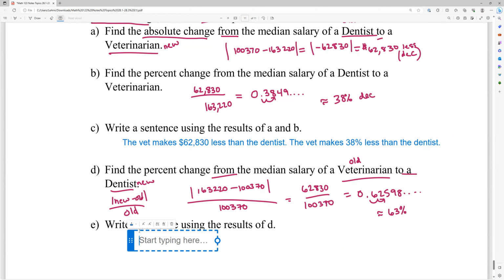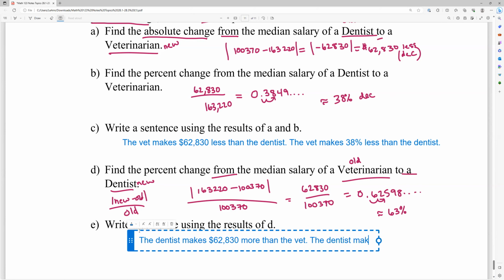So this time the old is the vet and the new is the dentist. So we should be starting with the dentist, the new place we're going, makes $62,830 more than the vet. This time it would have been an increase because that subtraction on top would have been positive. Or you can say the dentist makes 63% more than the vet's salary.